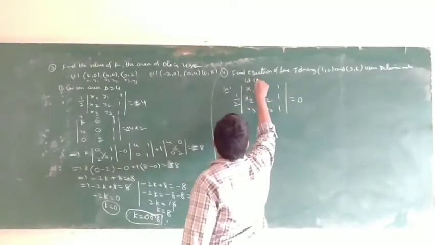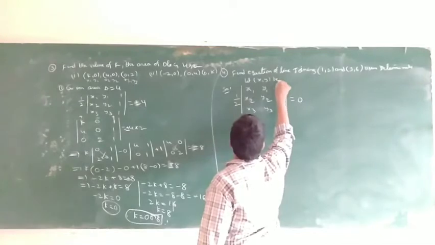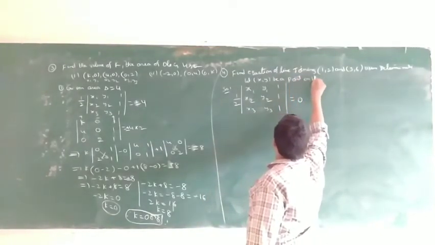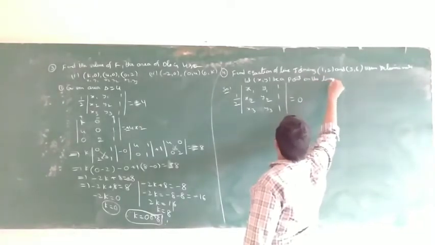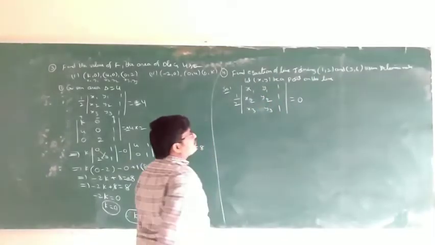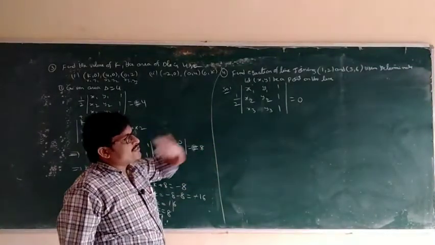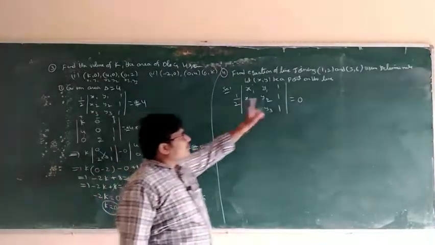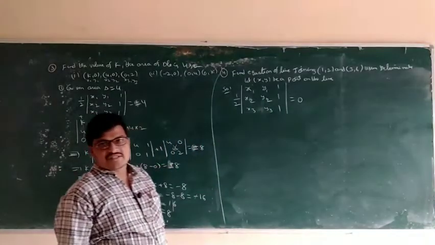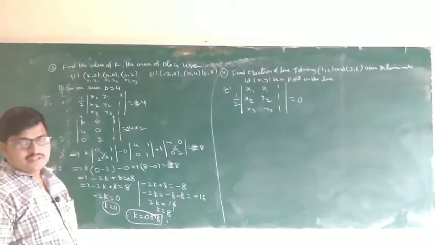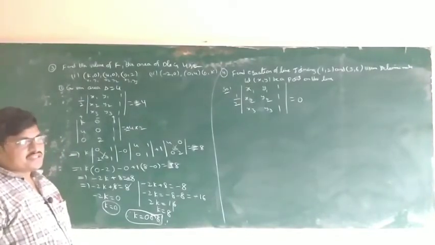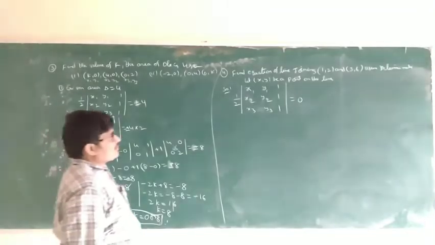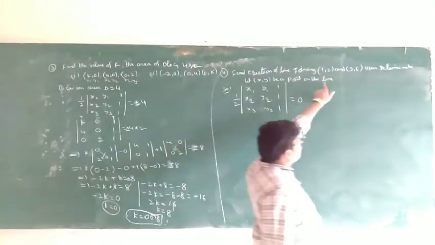Let (x, y) be a point on the line. Finding the equation of a line means finding the equation in terms of x and y equal to 0, that is ax + by + c = 0, the straight line equation. Here also it is equal to 0. Only two points are given.